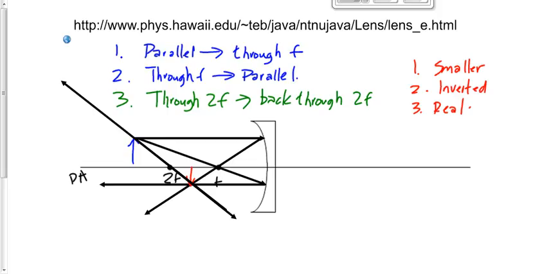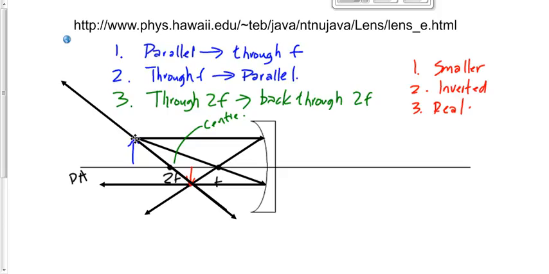Which, by the way, 2F, twice the focal length in a mirror, corresponds to the center of the mirror, the center of curvature of the mirror. So if we were to make that mirror a complete circle, 2F would be at the exact geometric center of the circle. So sometimes we'll call it 2F, sometimes we'll call it the center of curvature, or sometimes we'll just call it the letter C.